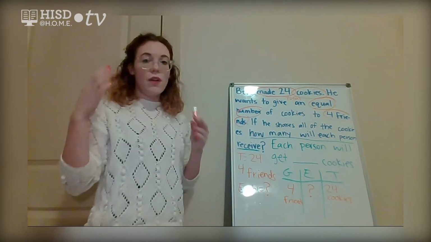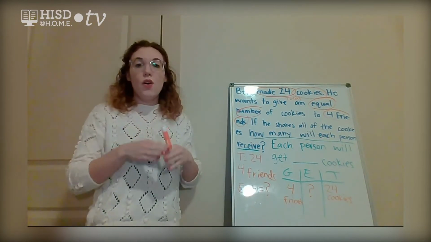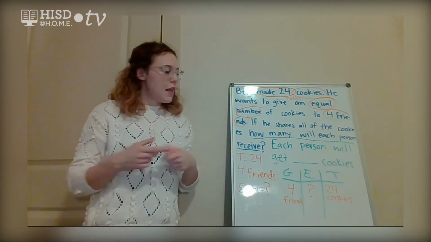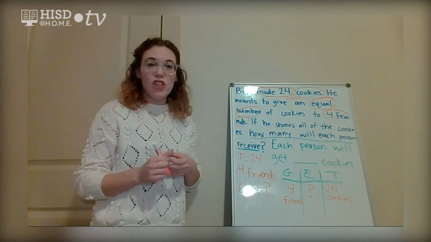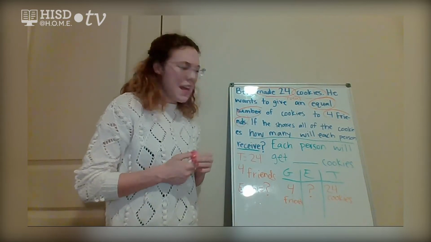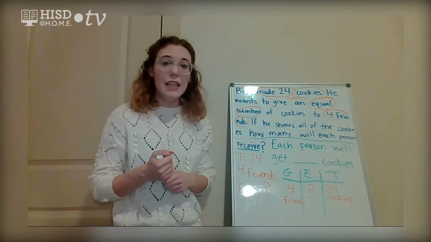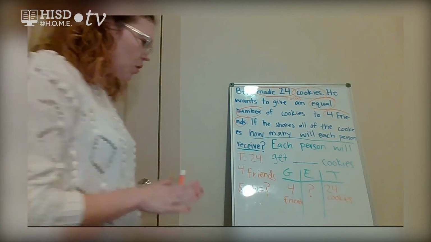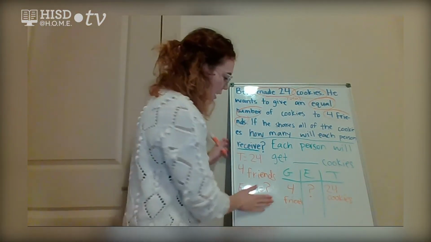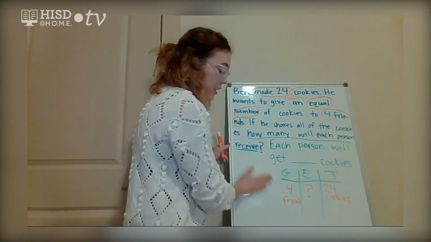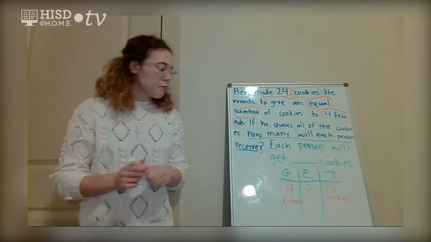So looking at this, I know I have my total. I know how many people are getting cookies, which is 4, the 4 friends. But I don't know how much they each get. I need to figure out, and it looks like I'm going to be dividing. So I'm just going to erase a little bit so that you guys can see what this problem will look like. Let's just represent it using a strip diagram too.